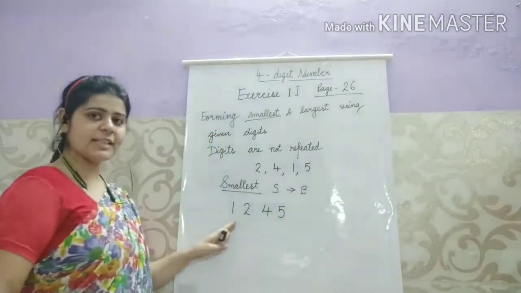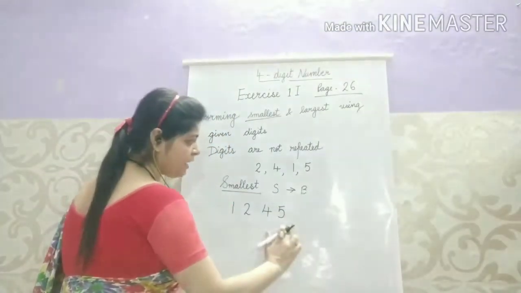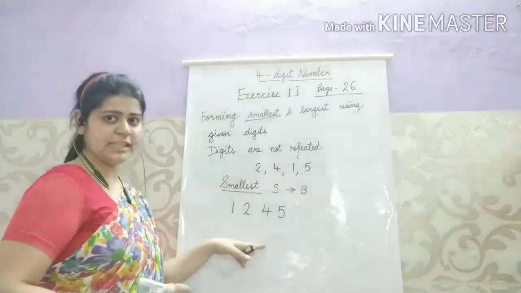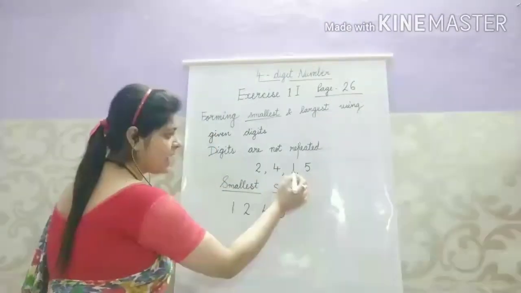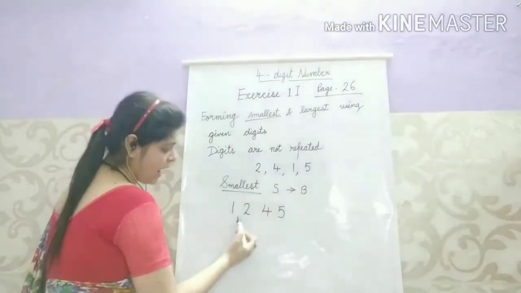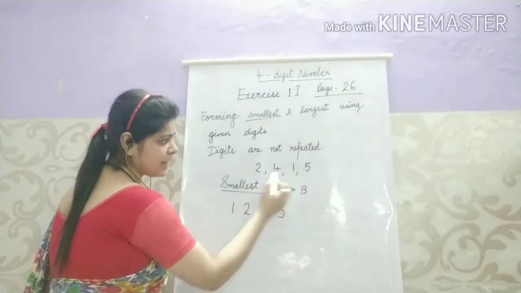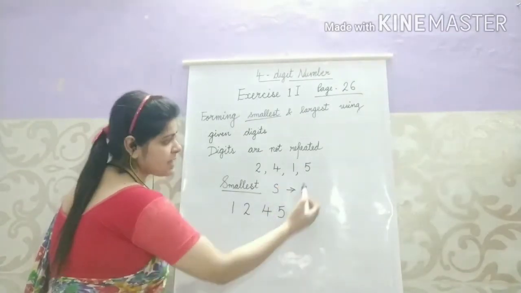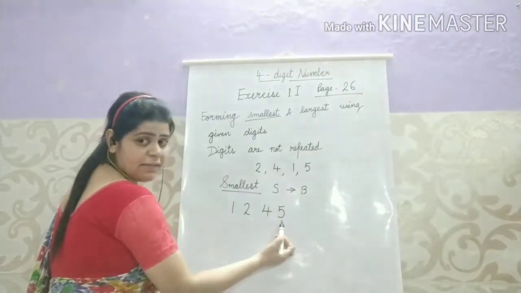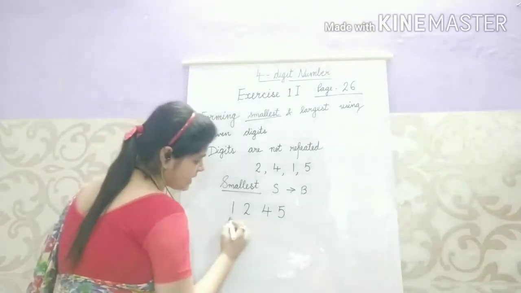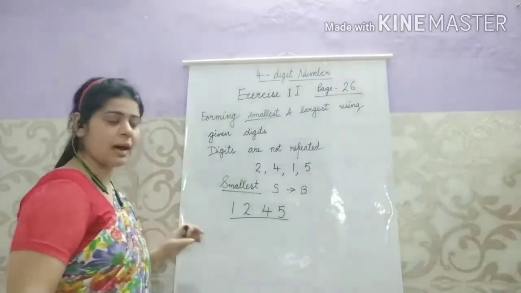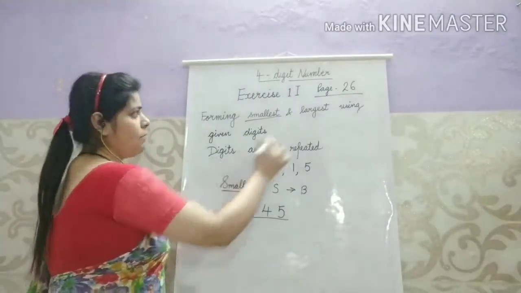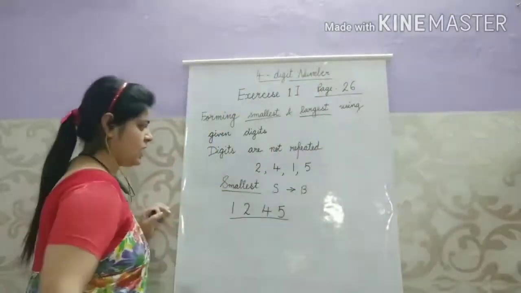So, what are we seeing? We have created a smallest 4-digit number with the help of these numbers. What we have done? We have taken the smallest number 1, first of all. After that, 2 is the smallest. After that, 4 is the smallest. And after that, 5. So like this, we have created a smallest 4-digit number. Now we will see the largest 4-digit number.